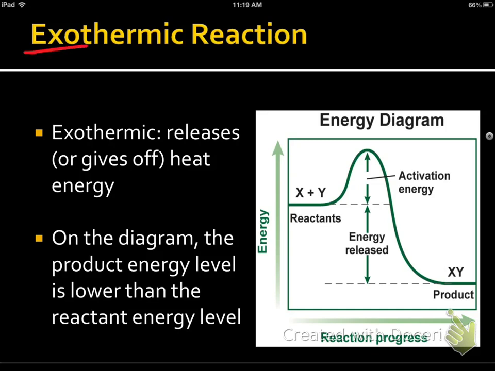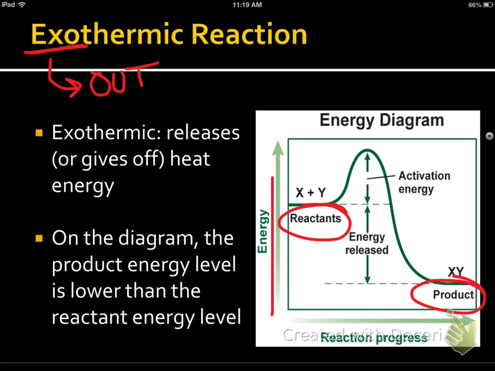So let's look at which one's which. So exothermic, we just said, means out. So that means heat is released or energy is given off. So on the diagram, the products are going to be lower than the reactants, okay? Because this side is measuring the amount of energy. So if energy is given off, the product at the end doesn't have as much energy as it started with.